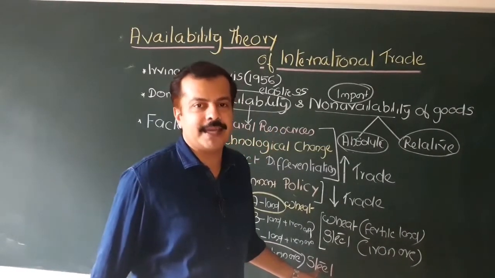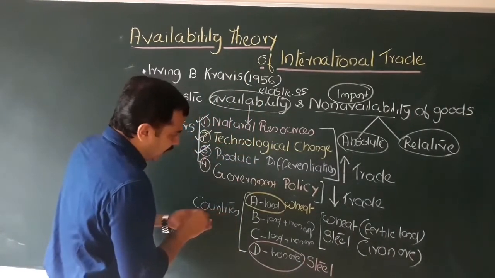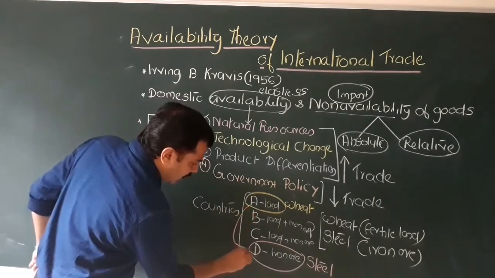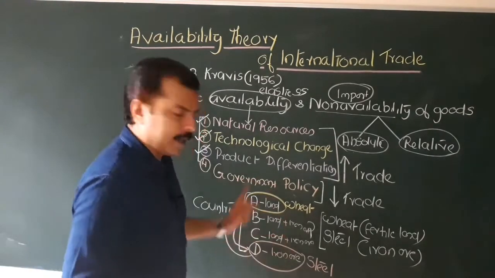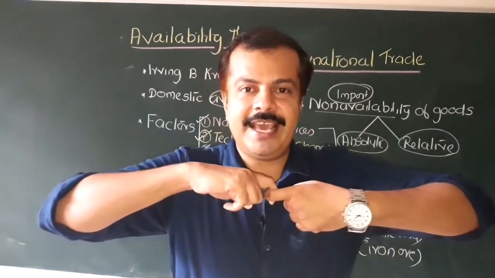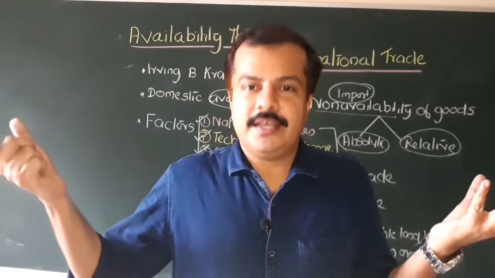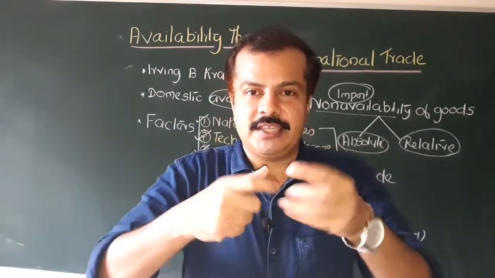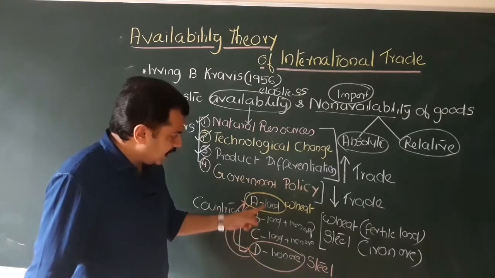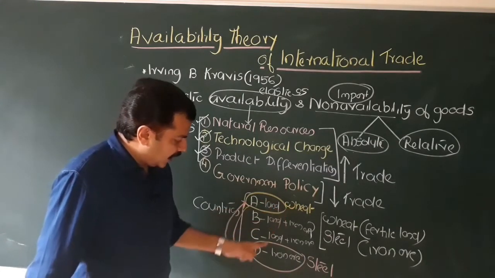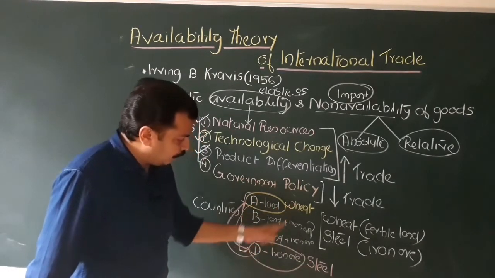Now we can examine a pattern of trade at least between 2 countries. Country A can export wheat to country D and country D can export steel to country A, because country A has wheat at its disposal and country D has steel. These countries can exchange with each other. Country A will export wheat, country D will export steel, country A will import steel, country D will import wheat.